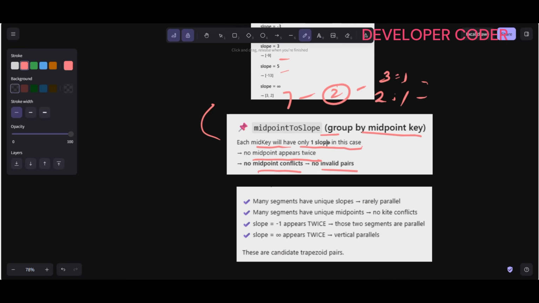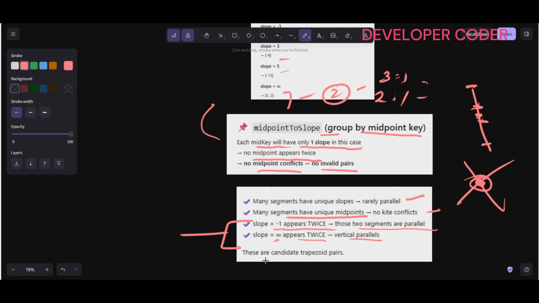So many segments have unique slopes, so they are rarely parallel. Many segments have unique midpoints, no kite conflicts, right? Or here, same mid. Slope equal to -1 appears twice. These two segments are parallel in our example, and slope equal to infinity appears twice, vertical parallels, right? So these are the candidates for the trapezoid pairs, right?